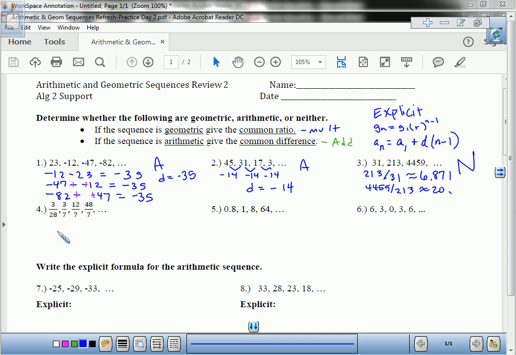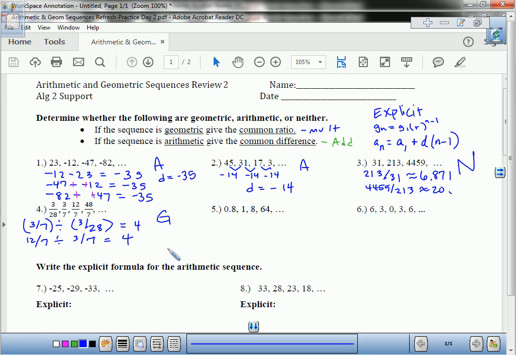Looks like to me it's multiplying by 4. Did y'all see that? Okay, so if I took any term and divided it by the one before it, this is what you'd have to do on your calculator. Any term divided by the one before it. So 3 divided by 7, and then divide by 3 divided by 28. I get 4. And if I did 12 sevenths divided by 3 sevenths, I get 4.